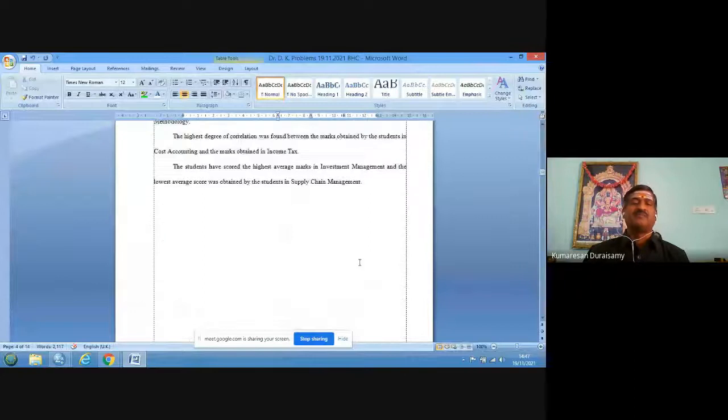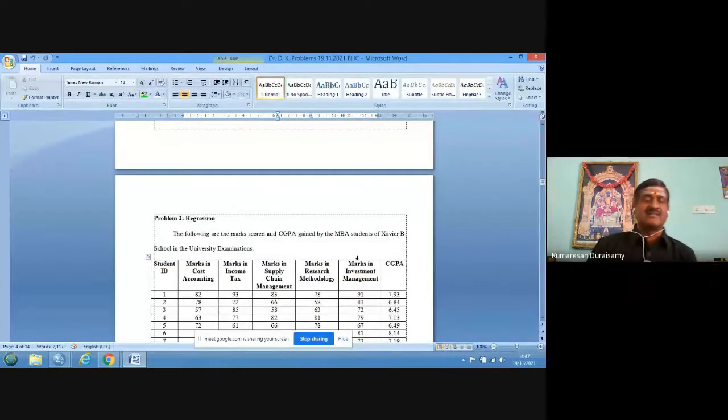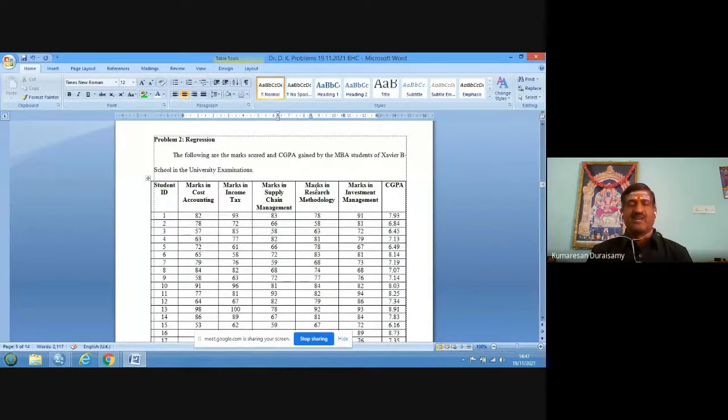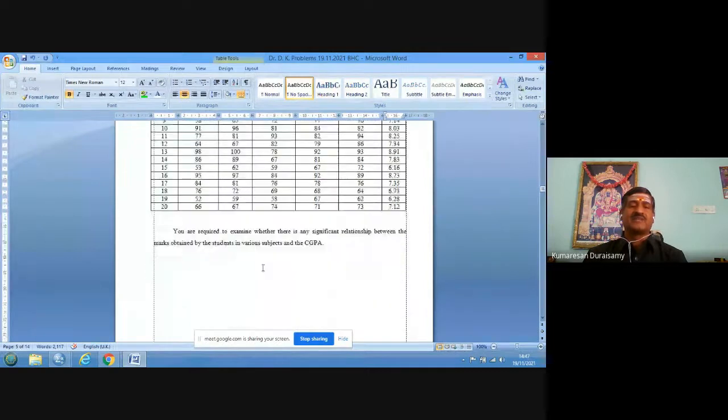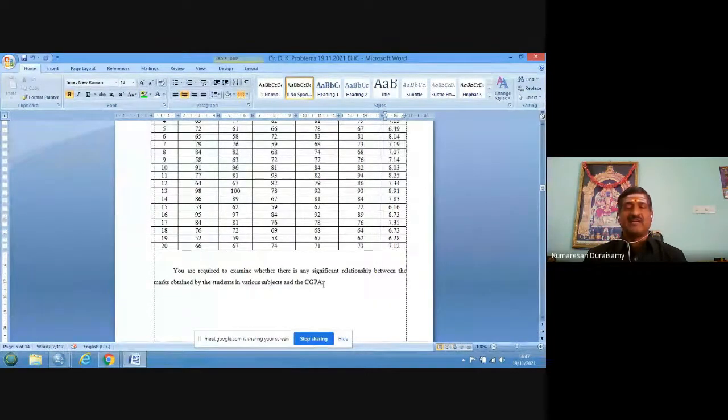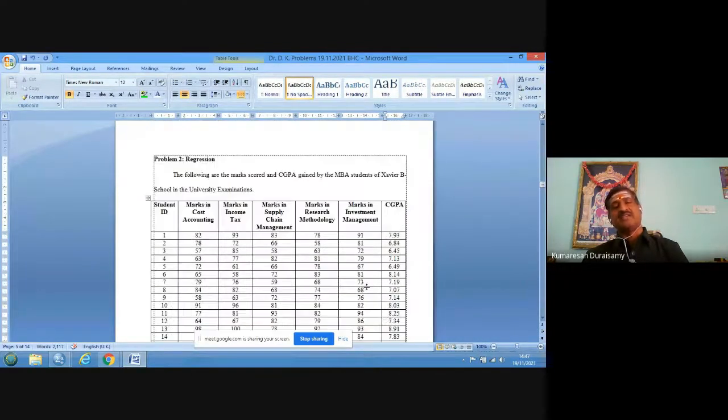Now we will go to the regression analysis. See, here also the same variables are given. One more variable is given, that is the cumulative grade points, CGPA, given by the university for the students. So here, the question is, you are required to examine whether there is any significant relationship between marks obtained by the students in various subjects and CGPA.